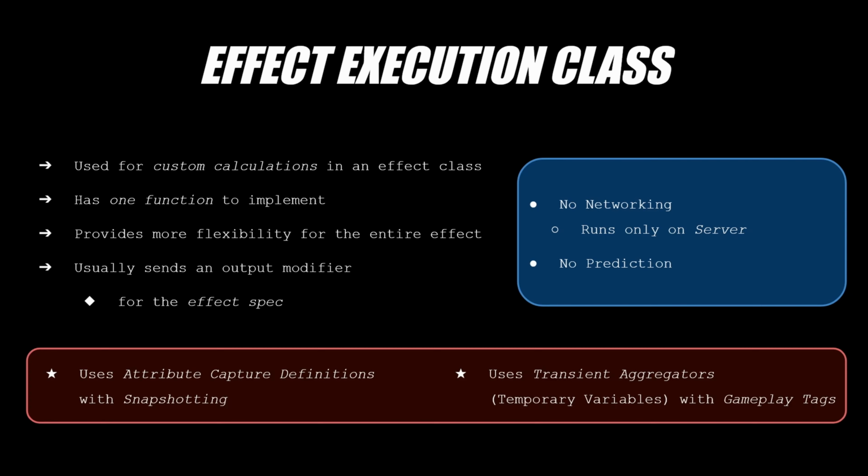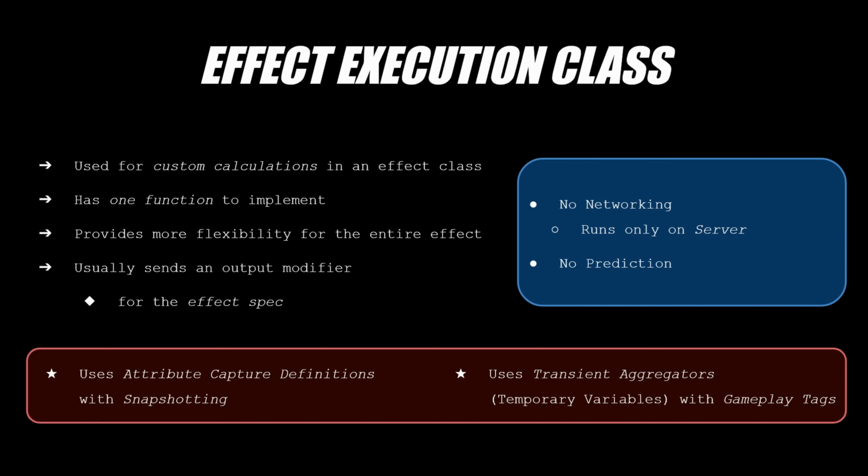It only runs on the server, which also means there is no client-side prediction since it doesn't happen on the client. Meaning, for example, if your client is doing fast actions in a multiplayer game, they cannot have these values calculated on their end client side, and they always have to wait for the server to give them the final calculated values. Effect execution classes also support attribute capture definitions with or without snapshotting, just like MMCs.